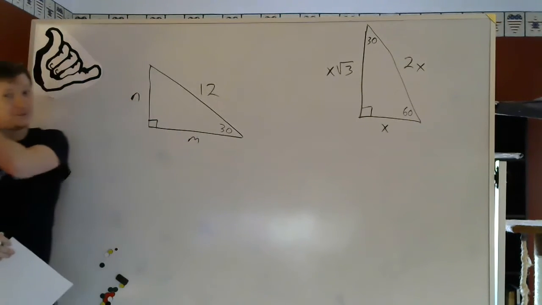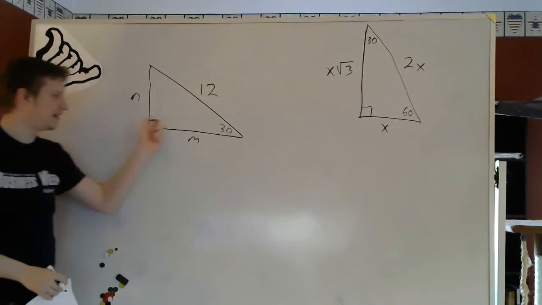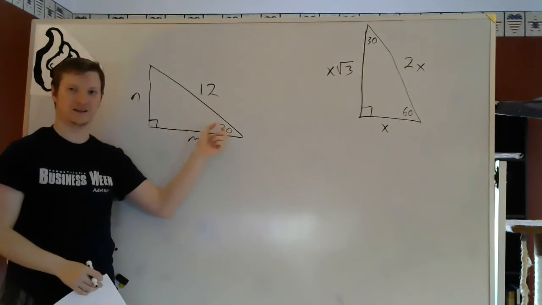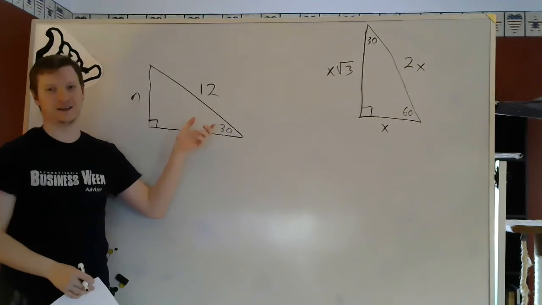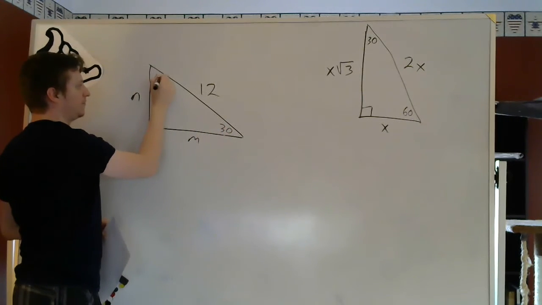Well, if you look, this has to be a 30, 60, 90 triangle. I didn't give you that this is 60, but 90 plus 30 is 120. Every triangle adds up to 180. We need 60 more to get there, so this must be 60.